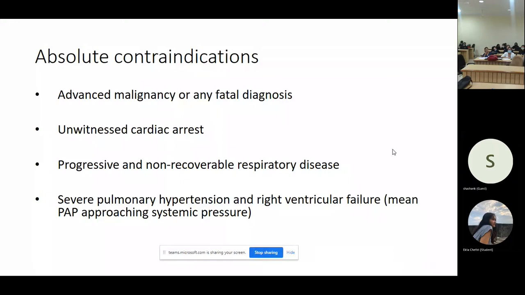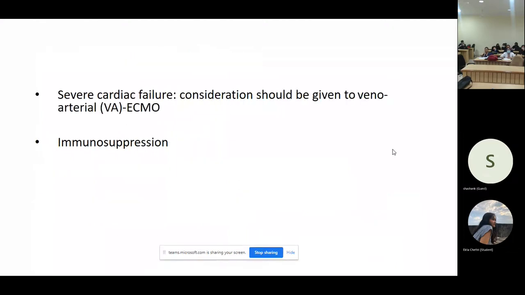So in severe cardiac failure, if VA ECMO, veno-arterial ECMO, is not working, then again it is difficult for the patient to survive. And then immunosuppression: if the patient is on immunosuppression, because of large vein and artery cannulation, he is at risk of infection and sepsis. So it is an absolute contraindication in case of immunosuppression.